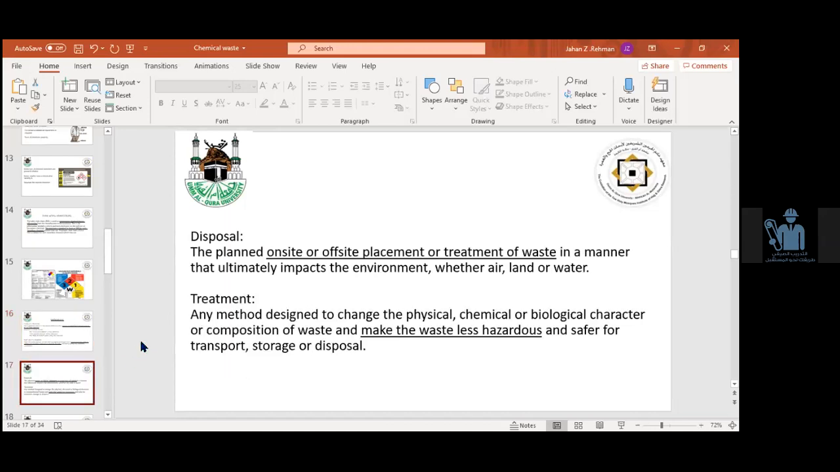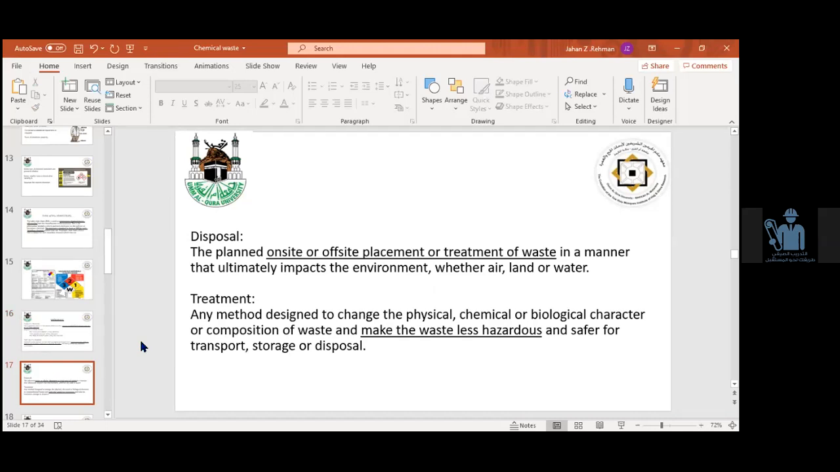Then disposal and treatment. Disposal: first you try to save the material, purchase the least material or low volumes, and then you try to use it. If you cannot use it, and it is supposed to be expired, then you try to recycle. If it cannot be recycled, then the last stage is disposal.